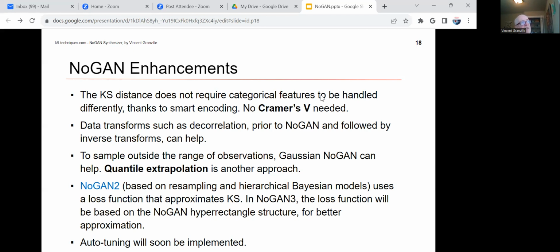Sampling outside the range of observations has been a challenge for vendors. All the vendors I tested use GAN, and they don't do that for whatever reason, I don't know. It might be stuck by the algorithm or it could be for business reasons. But there's a way to do it if you want more outliers and unusual observations, and one way to do it is quantile extrapolation. I'm working on NoGAN 2 and NoGAN 3, which are very different NoGAN techniques. I will publish about that later. I don't have the time to talk about it here.